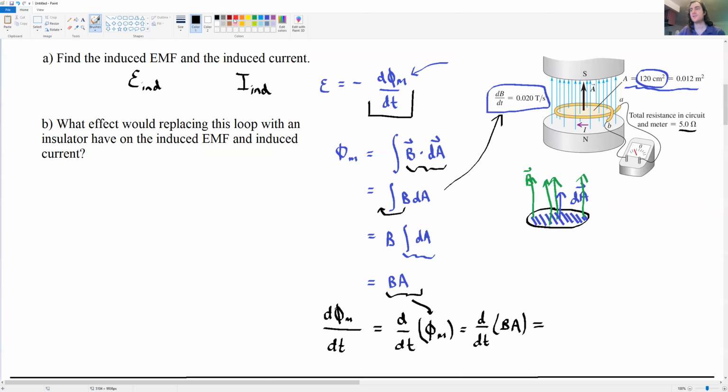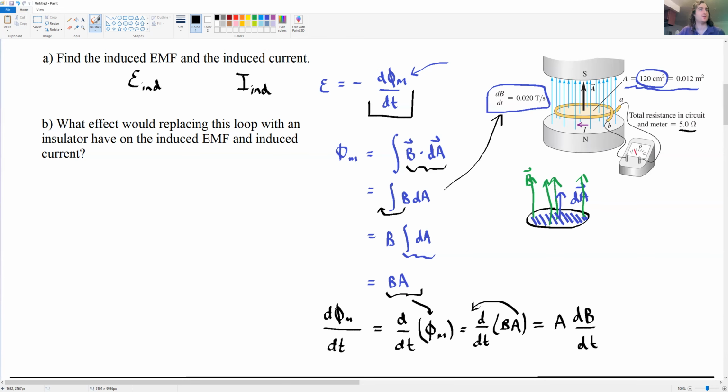The only thing that's changing is the magnetic field, and so we have simply the area times dB/dt. So just pulling the area outside of the derivative because it's not changing with respect to time. So the only thing that matters here for generating the induced voltage is the time changing magnetic field.